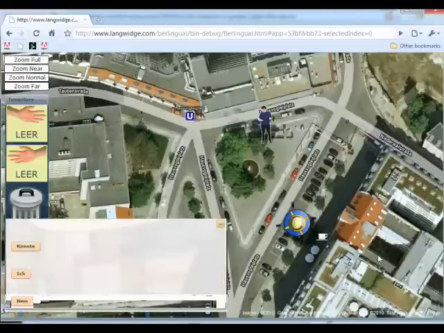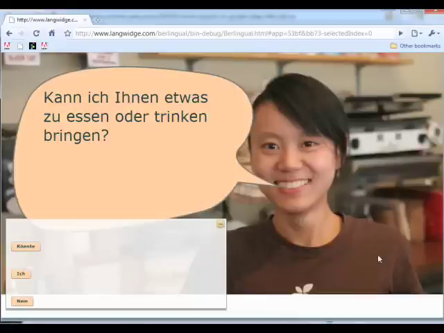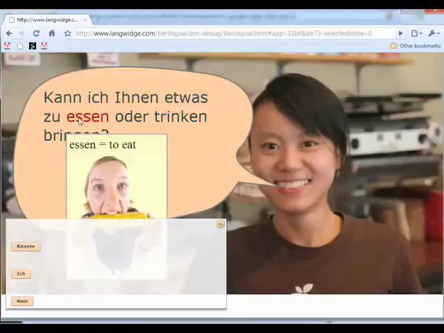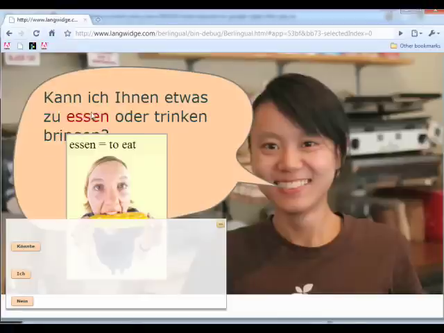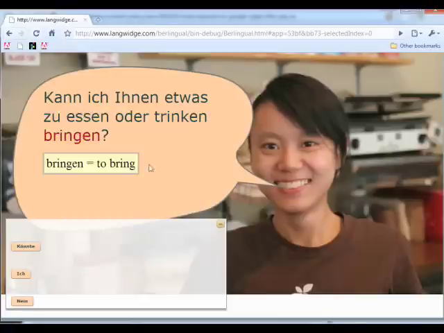And we're going to see if we can figure out how to get an ice cream for this polar bear. So the first thing, we don't necessarily know what she's saying, so we can just move the mouse over each piece and see if we can construct it in our minds. And hopefully we can piece together this saying, can I bring you anything to eat or drink?